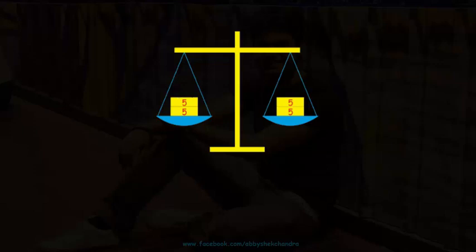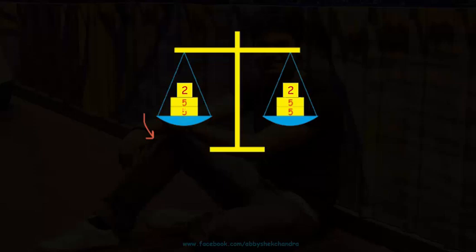Now let us put an additional 2 kg weight on the left side so that there are 12 kgs on the left side and 10 kgs on the right side. What do you think will happen? Yes, the beam balance will no longer be balanced and its left side will go down. To balance the beam balance again, we need to put a 2 kg weight on the right side as well.